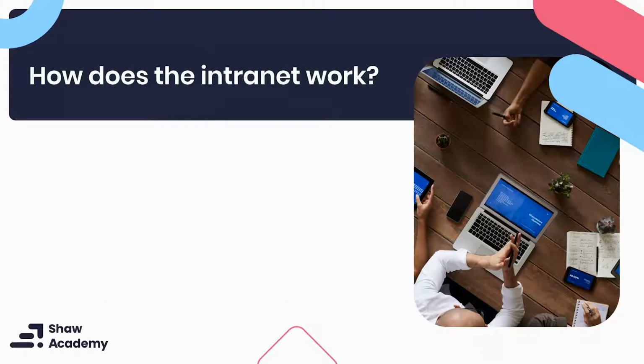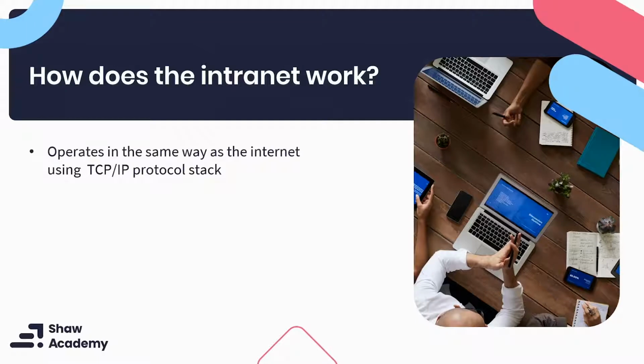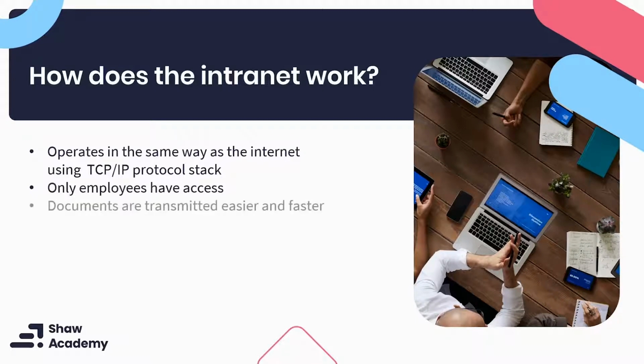So how does the intranet work? The intranet operates in the same way as the internet, using the TCP/IP protocol stack to establish communication. But clearly, only the employees of the company would have access to the intranet network. In a modern intranet, documents are transmitted easier and faster because they're stored within the organization's network. Employees can create profiles, share comments, and post comments within the network.